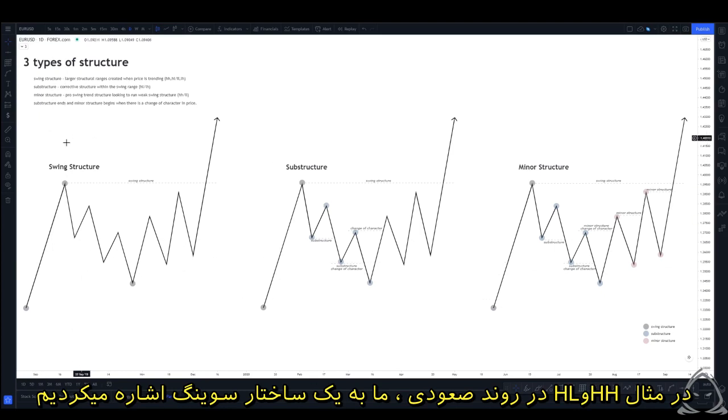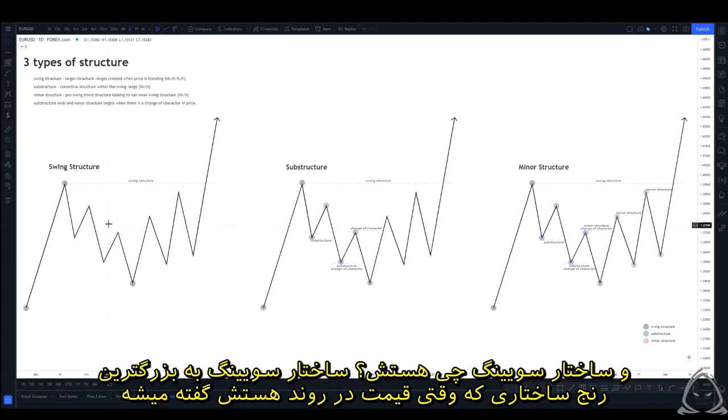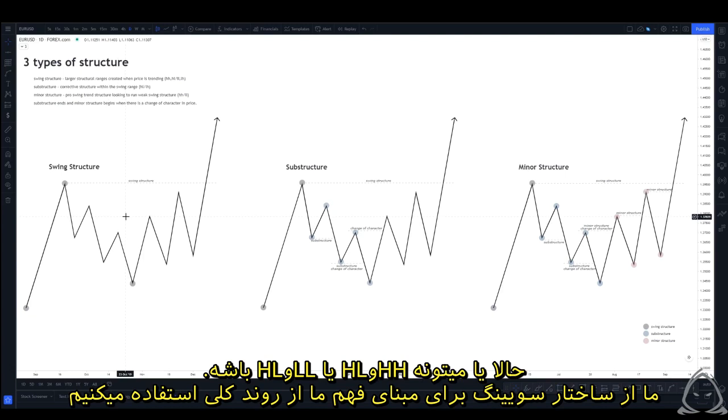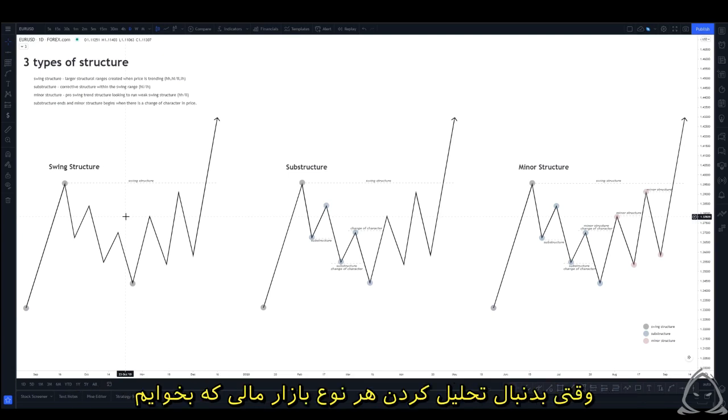In the previous videos, we were mentioning market structure in the example of higher highs and higher lows for a bull trend. We were referring to swing structure, and swing structure is the larger structural ranges that are created when price is trending, whether that's making higher highs and higher lows or lower lows and lower highs. We use swing structure as the basis of understanding our overall trend when analyzing any financial market.